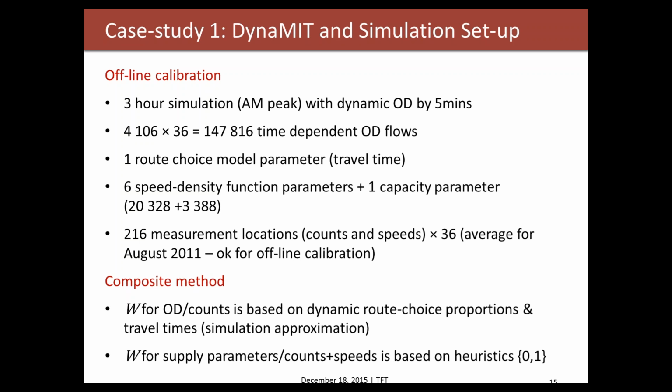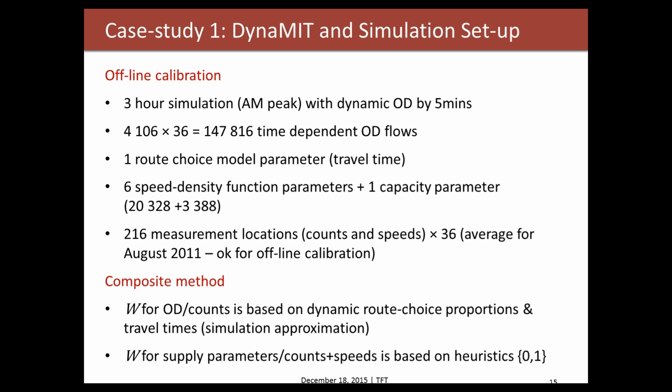In terms of measurements, after cleaning the real network counts, we had 216 measurement locations, and we had counts, average counts and speeds for August 2011. And the 36 is because of the time: we had the measurements every 5 minutes during those 3 hours for the morning peak of Singapore.